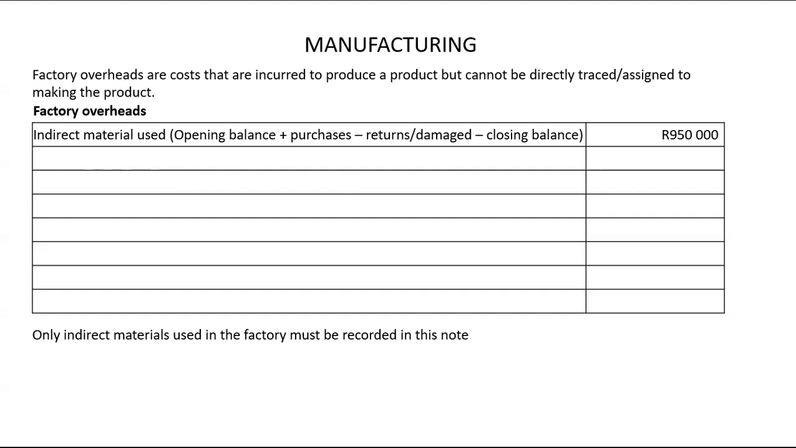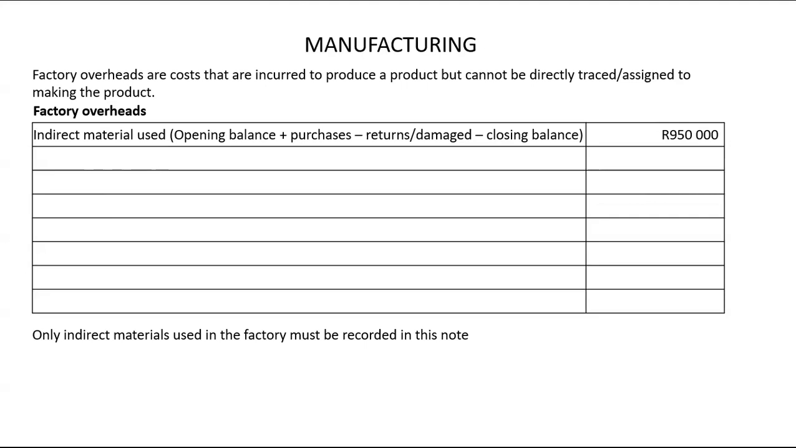We're going to add them to our factory overheads, but you follow the same process: opening plus purchases minus returns minus losses minus theft minus the value of your closing stock. The reason why we're minusing the value of closing stock is because these are indirect material that were not used in making the product. Here we only focus on indirect materials used to make the product. The ones that were not used to make the product, those are the ones we will record as inventory, or we normally refer to as consumable stores on hand. So we still have them as the asset, which is what remains of the indirect material.